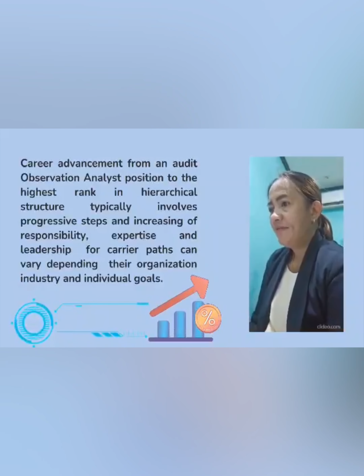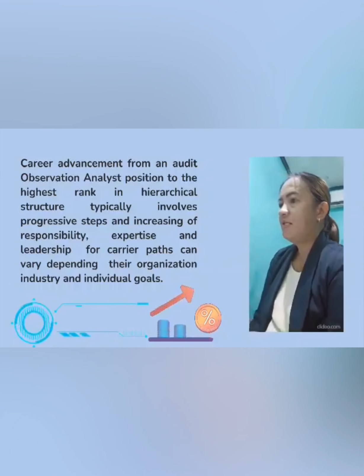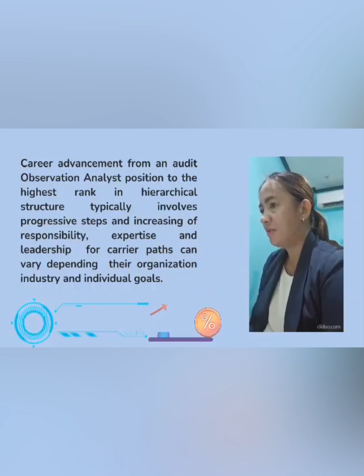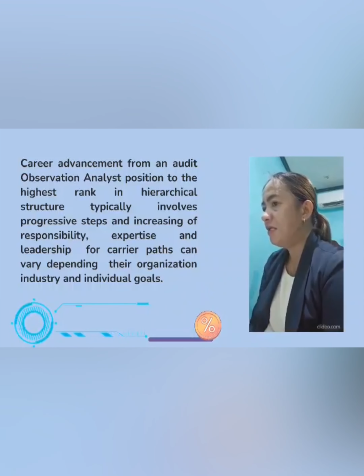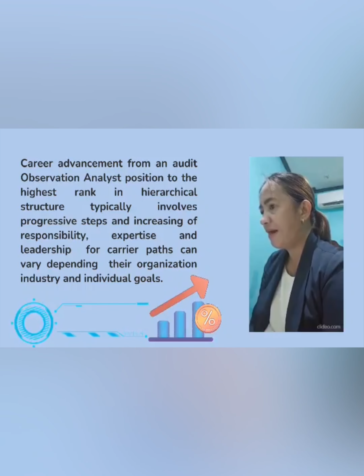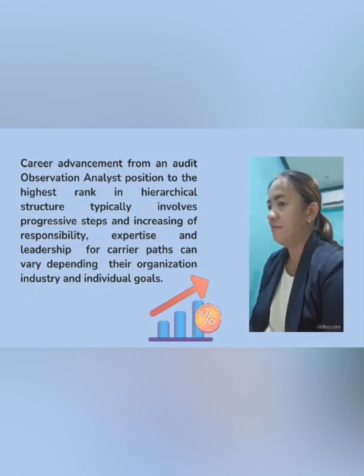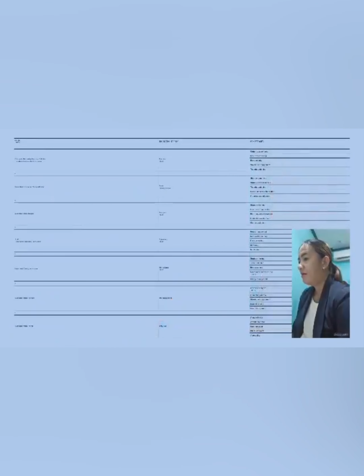Career advancement from an audit observation analyst position to the highest rank in a hierarchical structure typically involves progressive steps in increasing responsibility, expertise, and leadership, where career paths can vary depending on the organization, industry, and individual goals. Here are the positions from Audit Observation Analyst 1 up to the highest rank, which is the Chief Audit Observation Executive or Vice President of Internal Observation Audit.